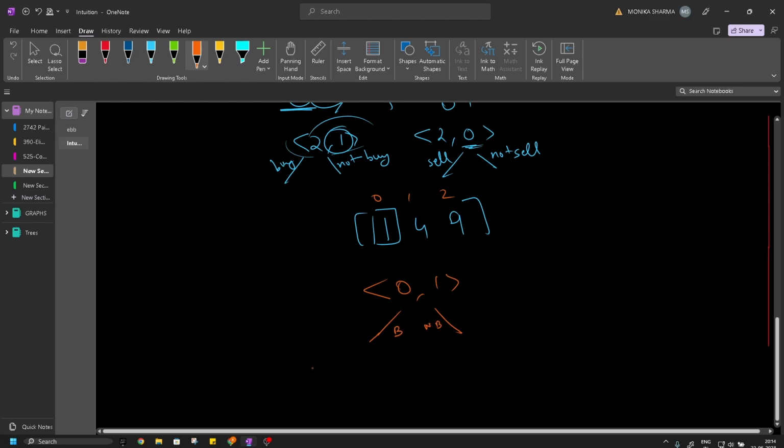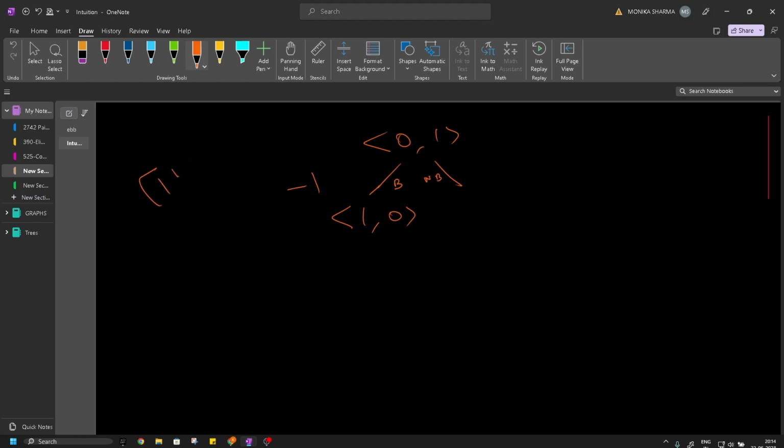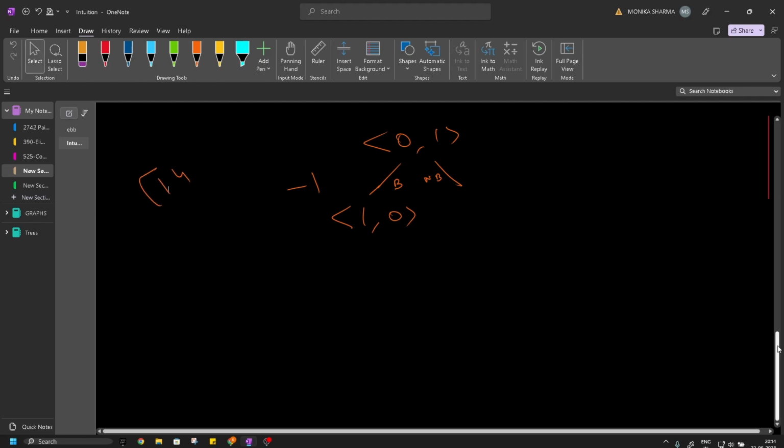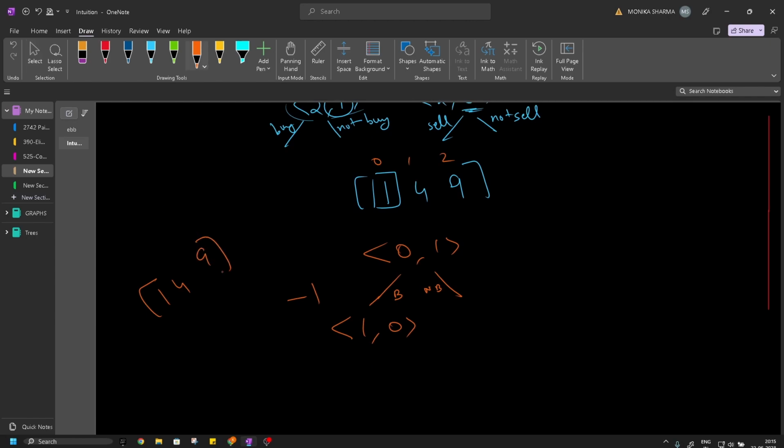So if you buy a stock, we bought it for 1, so we have a -1. And we go to the next index. We have a 1 and a 0. Simple. The array is 1, 4, 9.